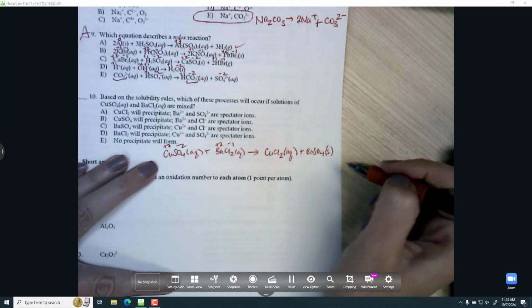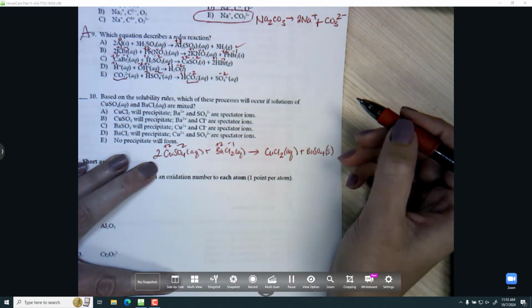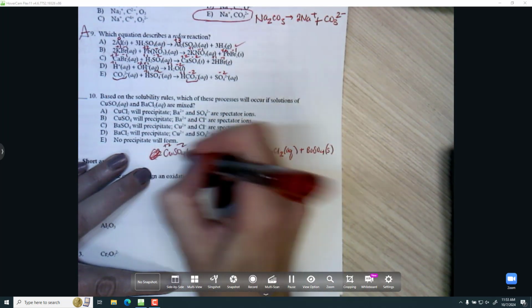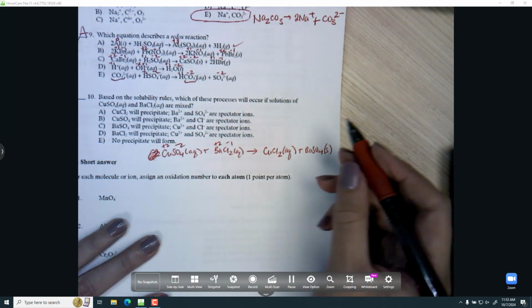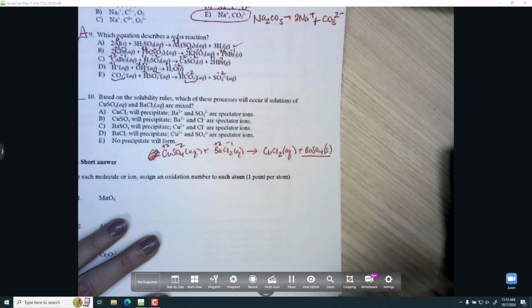The rules say chlorides are usually soluble, so that would be aqueous. Barium sulfate would be my solid. I don't need to balance it. All right, so I see barium sulfate is my solid, and the only one that has that as a choice is C.